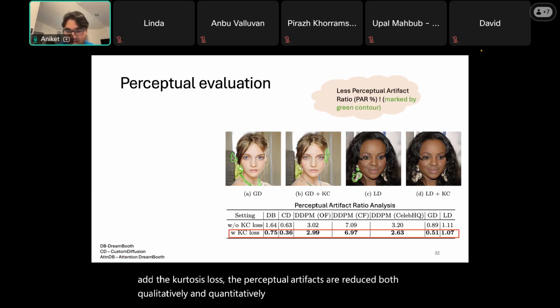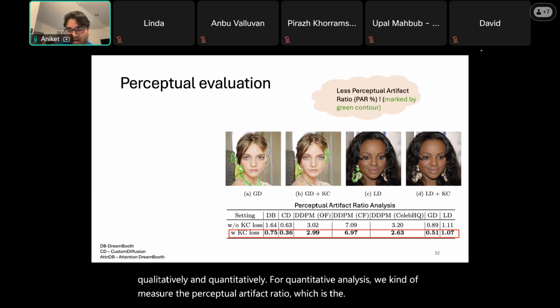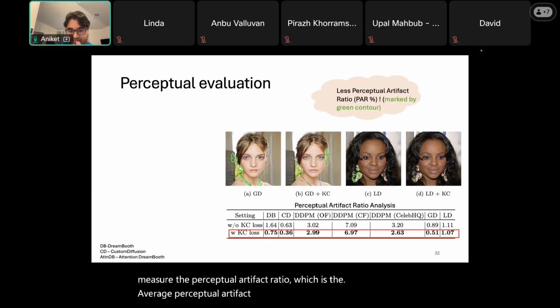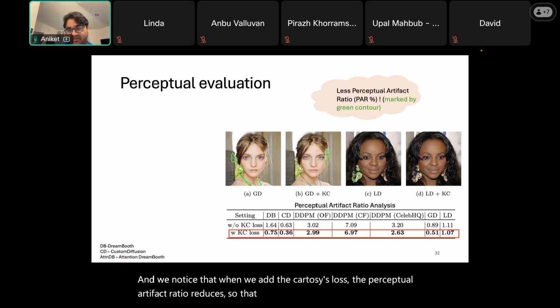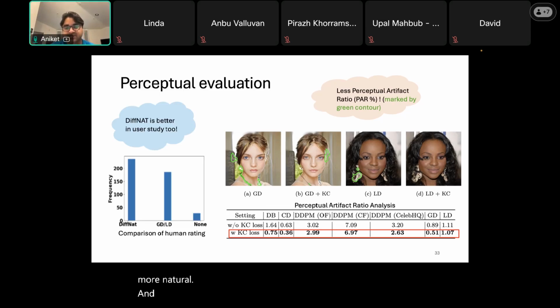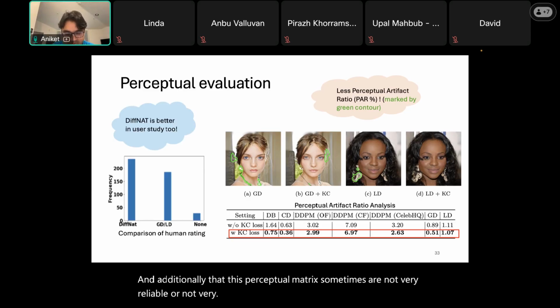For quantitative analysis, we measure the perceptual artifact ratio, which is the average perceptual artifact ratio across the dataset. And we notice that when we add the kurtosis loss, the perceptual artifact ratio reduces. That implies that the generated images are more natural. Additionally, these perceptual metrics sometimes are not very reliable. So that's why it is preferred to have human studies.